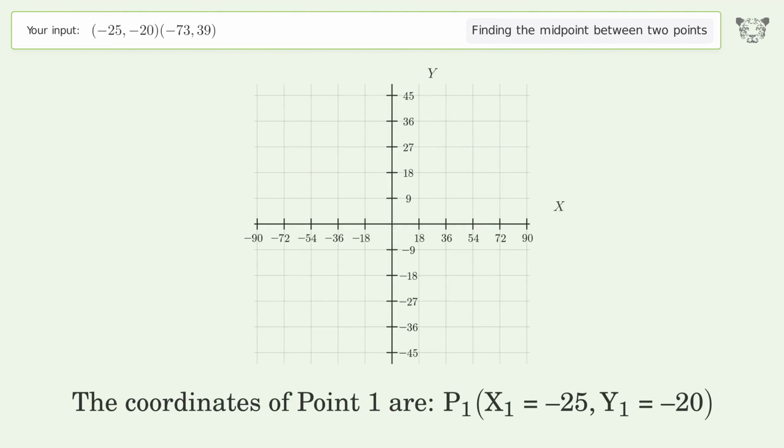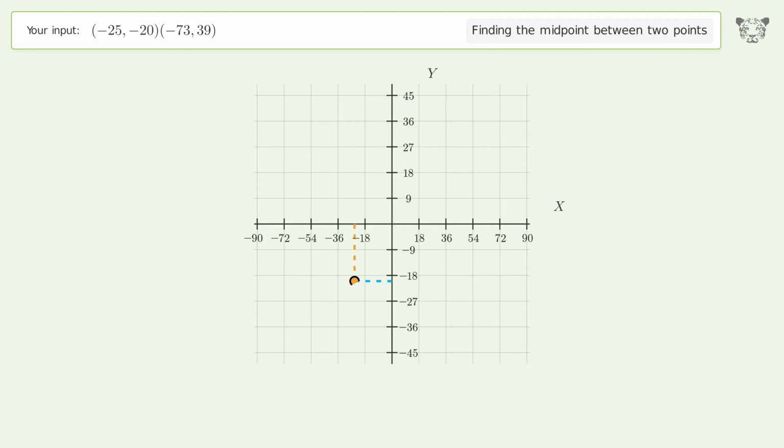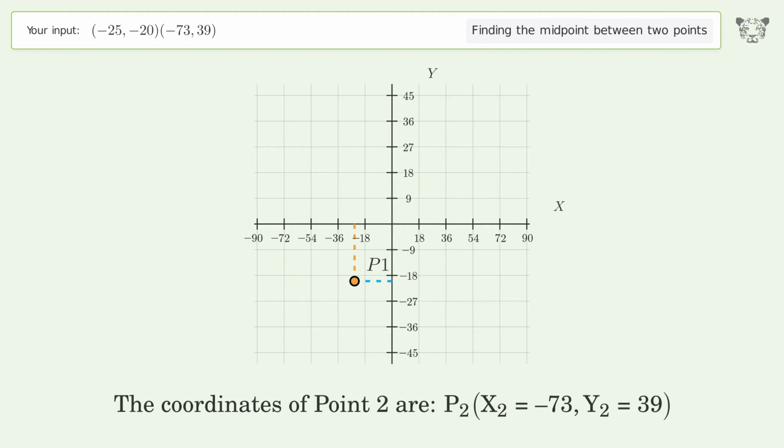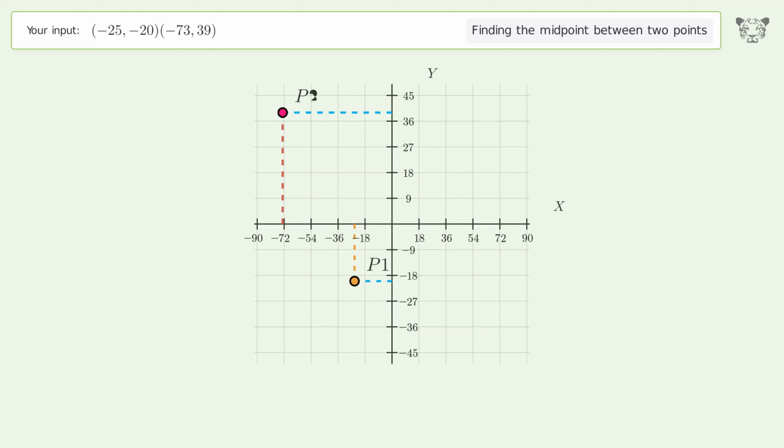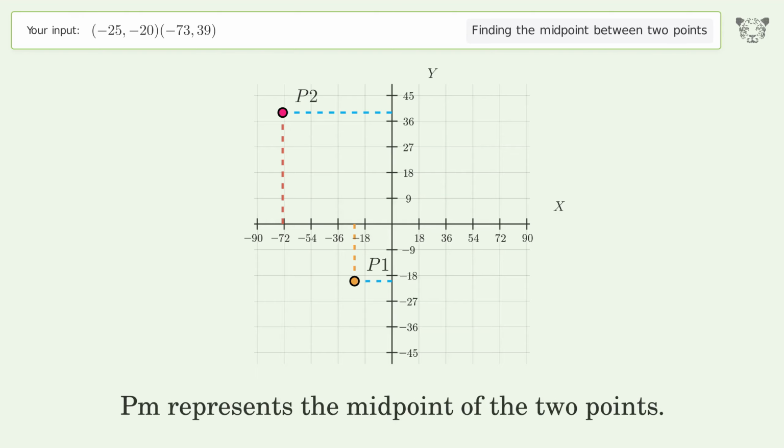The coordinates of point 1 are, x1 equals -25, y1 equals -20. The coordinates of point 2 are, x2 equals -73, y2 equals 39. PM represents the midpoint of the 2 points.